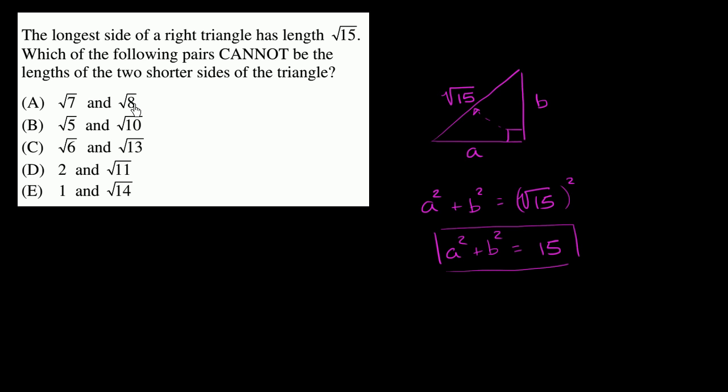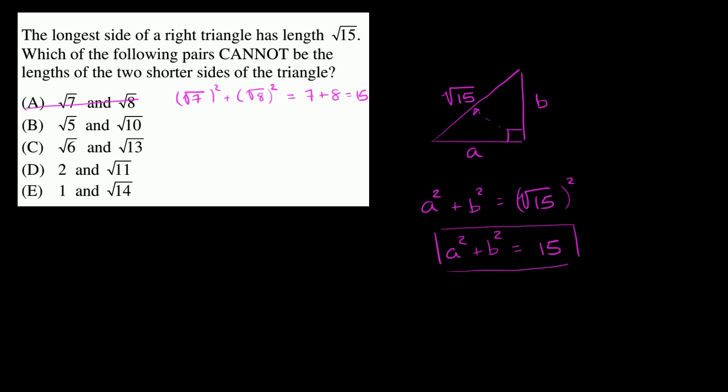So square root of 7 and square root of 8. So what's square root of 7 squared? Let me just write it down one time. So square root of 7 squared plus square root of 8 squared. Well, square root of 7 squared is 7. Square root of 8 squared is 8. This does equal 15. So these could be the lengths of the two shorter sides. So that's not going to be our choice. We're looking for the pairs that cannot be the lengths of the two shorter sides.